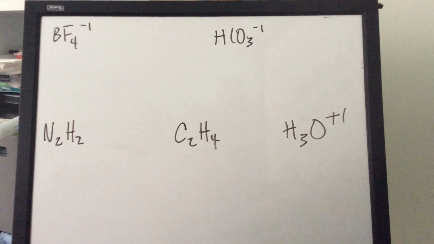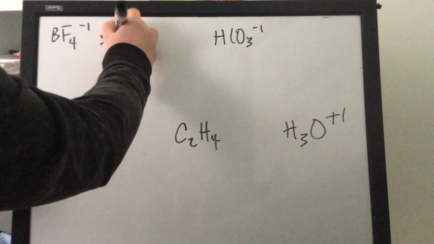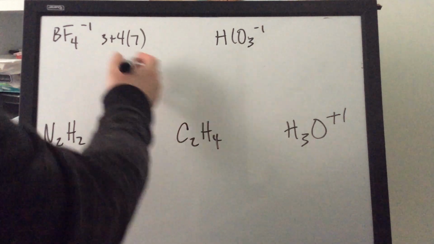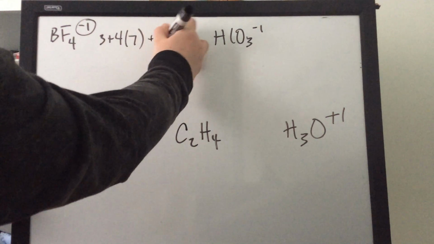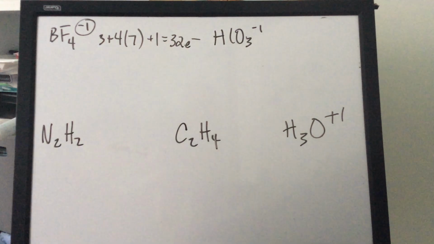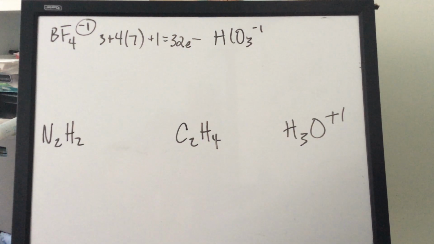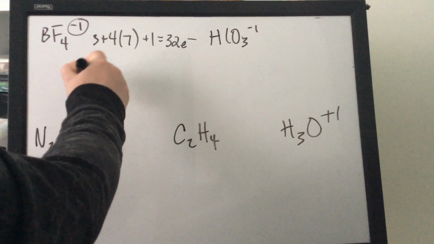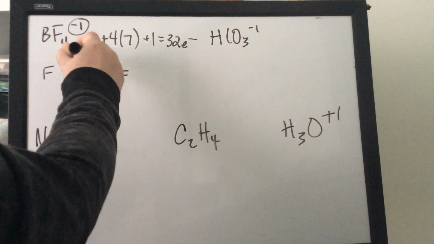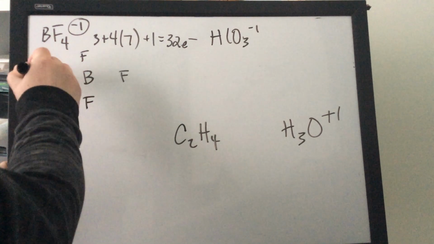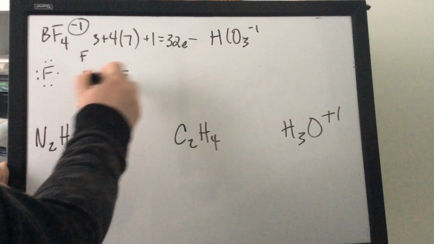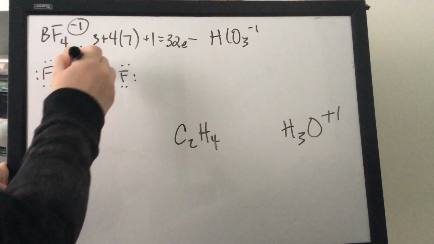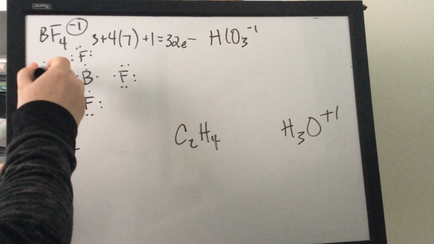BF4 minus 1. Boron brings me 3 plus 4 fluorines, each with 7, so that's 28, 29, 30, 31, plus 1 electron. Remember, the negative means we've added an electron, so again, I'm physically going to have to add that electron into my picture. And boron's in the center. 4 fluorines around. 7 electrons on each fluorine. And 1, 2, 3 electrons on bromine.